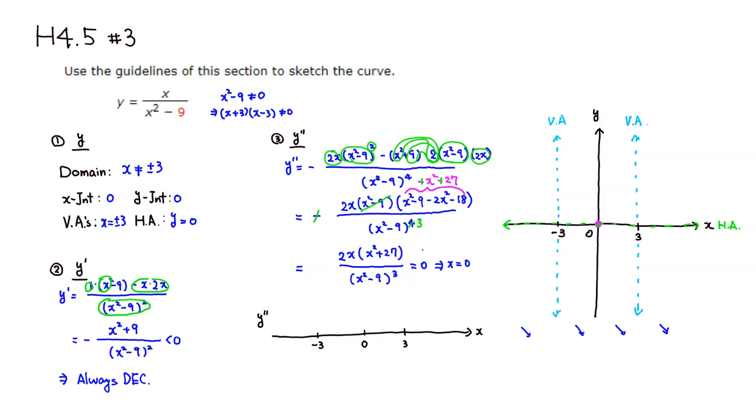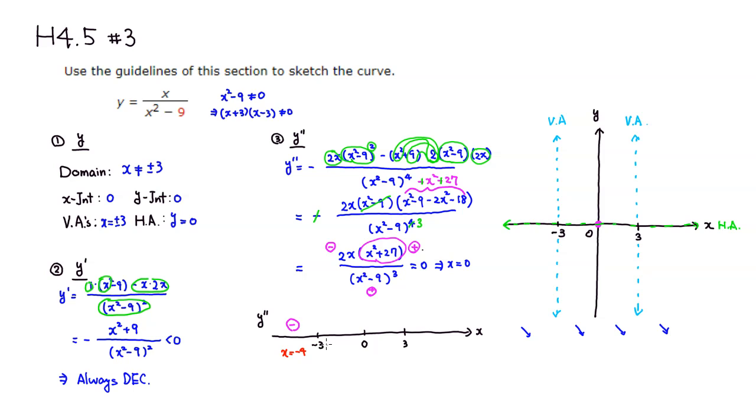Let's try some sample numbers. Anything less than negative 3, so I'll try x equals negative 4 just to check it. If you put in negative 4, this part is always positive, so we don't have to worry about that. This is going to be negative, and this is going to be negative 4 squared, so that's positive. So you have negative times positive by positive, so that's going to be negative.